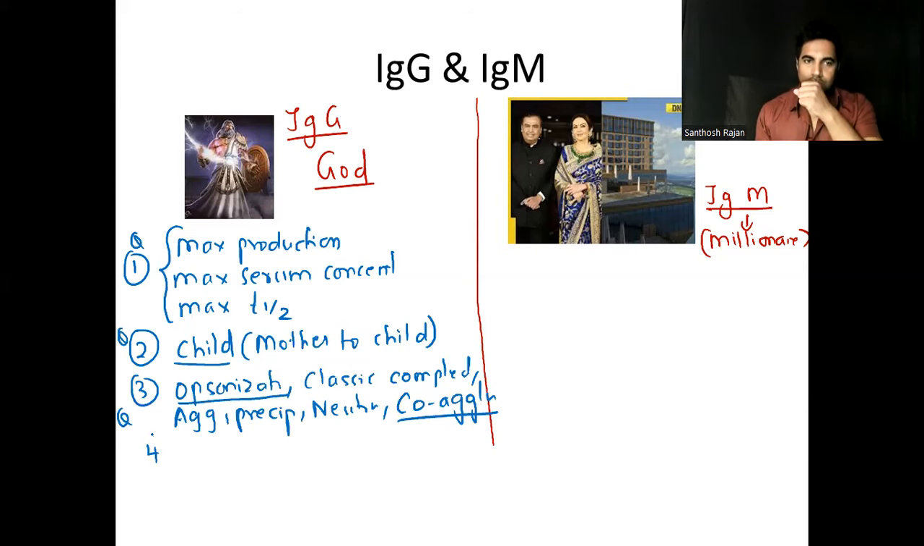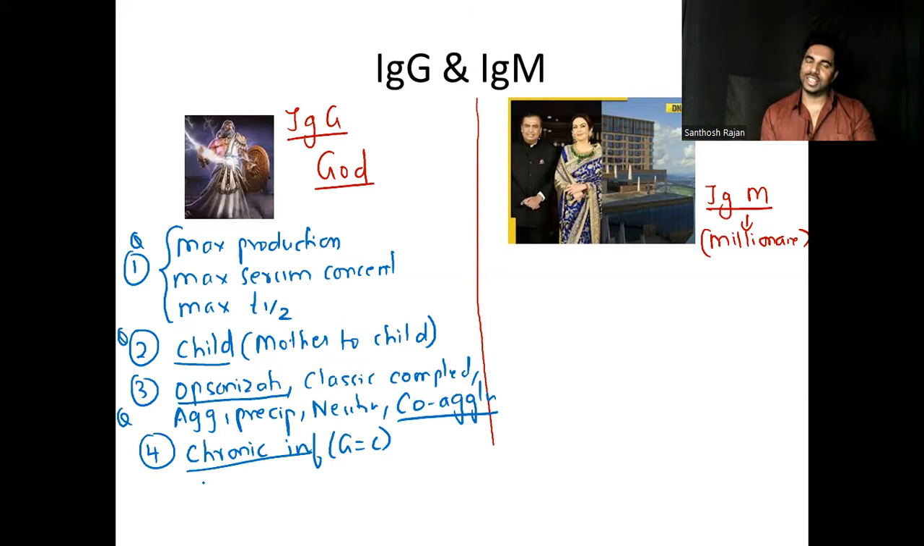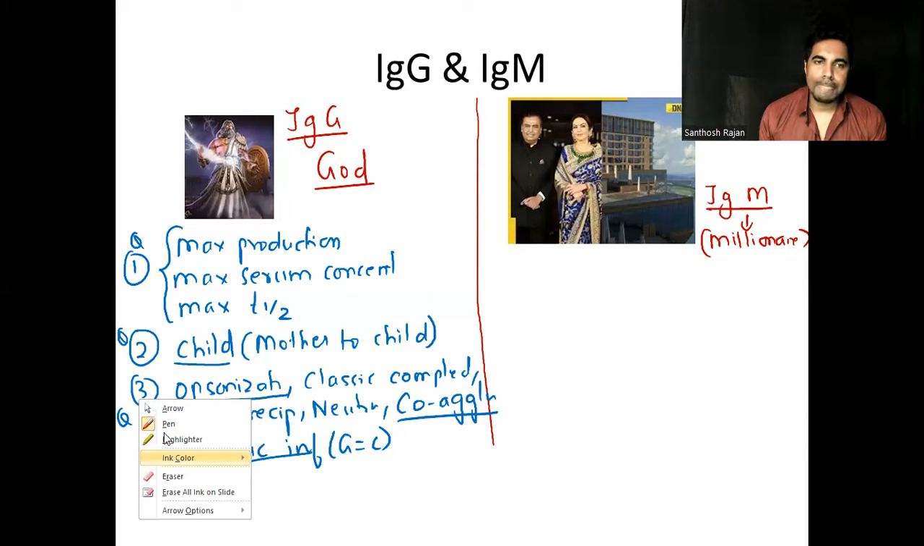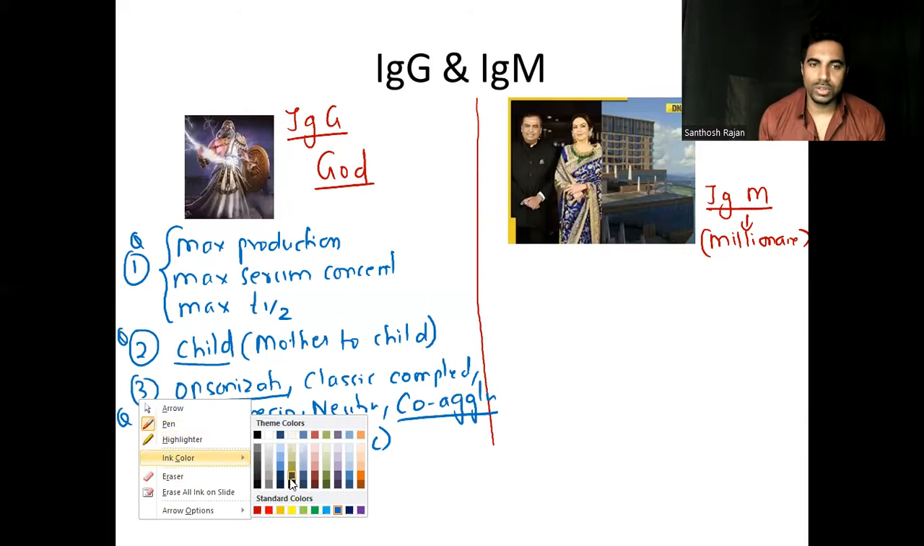And then if you remember, chronic infection. Any chronic infection: G and C, remember, similar. God and G and C are similar. So all these things, co-agglutination and chronic infection, are IgG. Another important thing in IgG which I want you to remember is that it's most heat stable also. It's very heat stable.